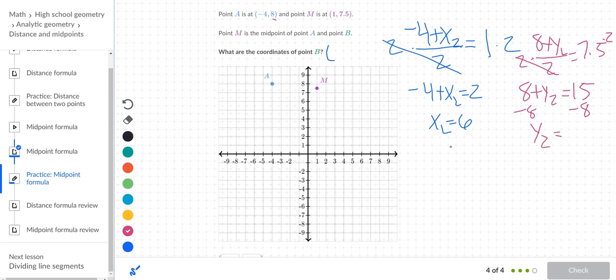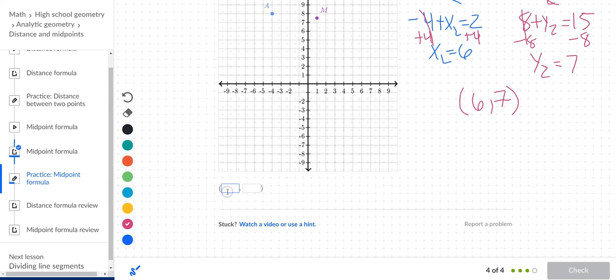y2 equals, oh, here, just by the way, for those of you that need it, you always do the opposite. So same thing here, it's positive 8 minus 8, do the opposite, and then I have 15 minus 8, 7. So my coordinate for this one should be 6, 7. And let's go ahead and try that out.